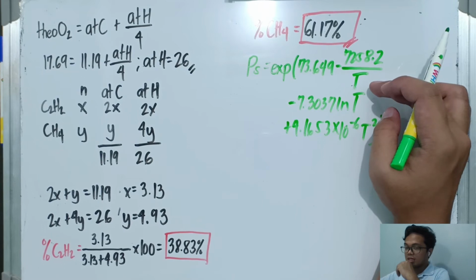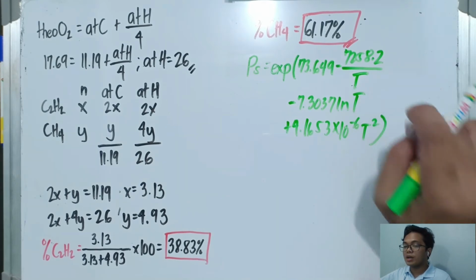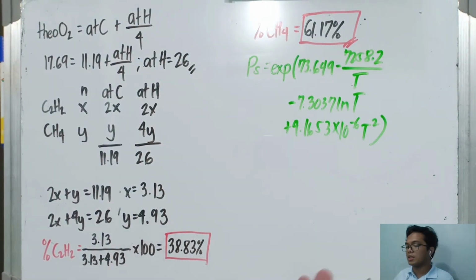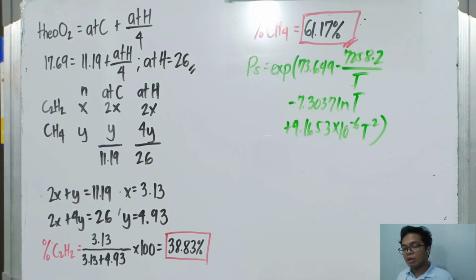So that 26, we actually have to convert that into absolute. So we have to add 273.15 to make it Kelvin. Okay, so this has to be absolute unit. You may get a different value of PS than what I have.